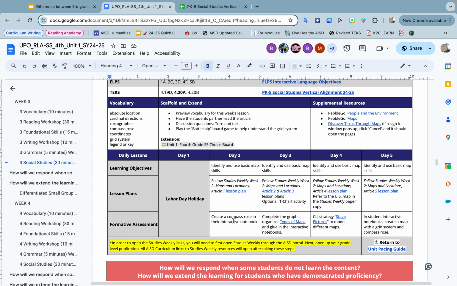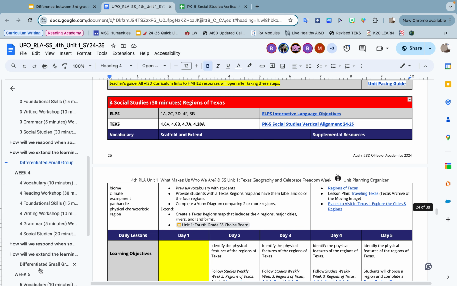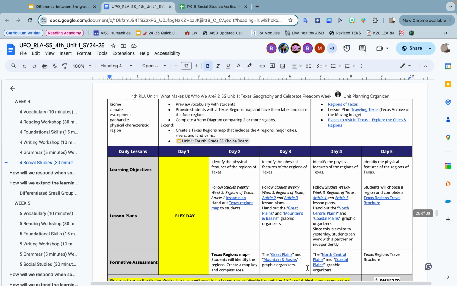And then as you can see for the formative assessment, we have different suggestions for, they could be completing a graphic organizer, maybe we're having them use a CLI strategy, in this case stage pictures, to model different maps. So they're taking their understanding of different maps and applying them in a different way. We go down and look at the other weeks.